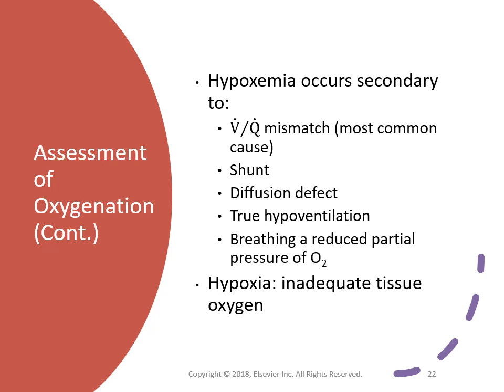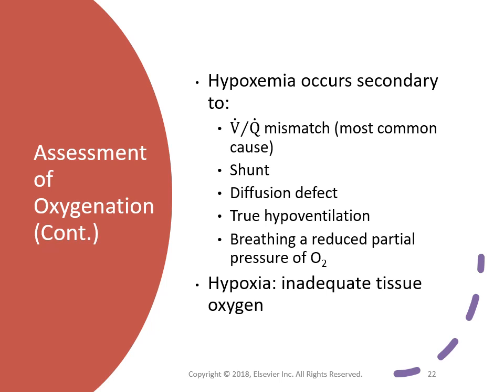Hypoxemia occurs secondary to VQ mismatch, the most common cause, shunt, diffusion deficit, hypoventilation or slow breathing, inadequate breathing, breathing a reduced partial pressure of oxygen, or hypoxia, inadequate tissue oxygenation.